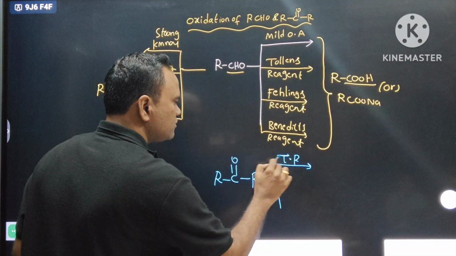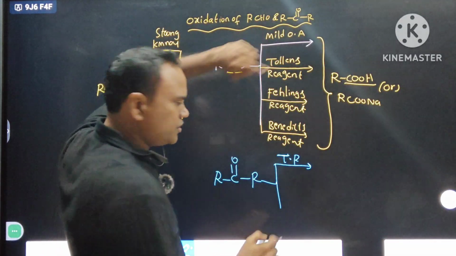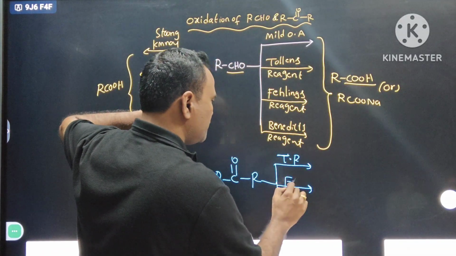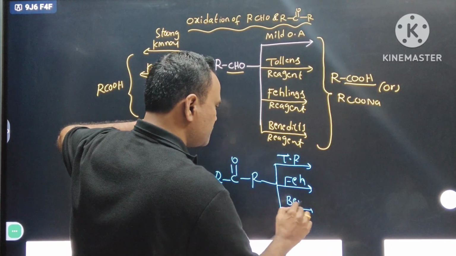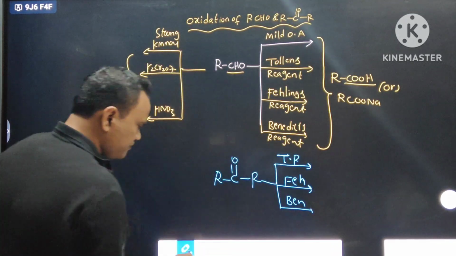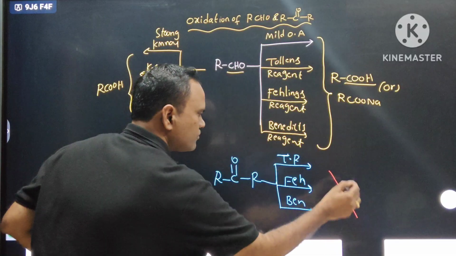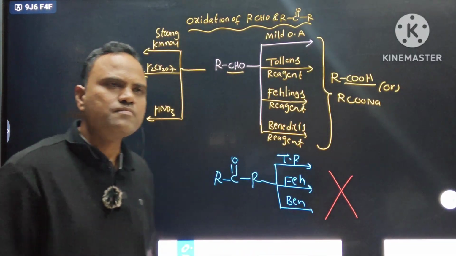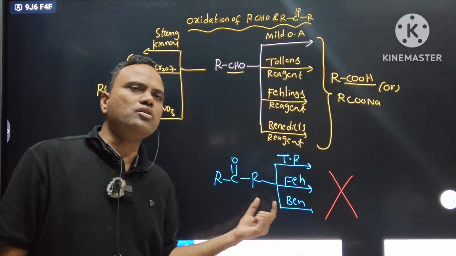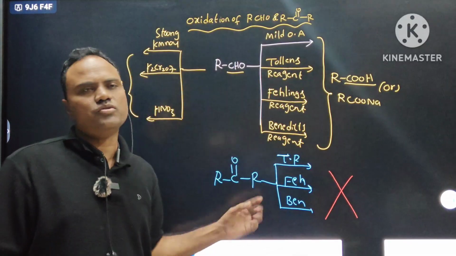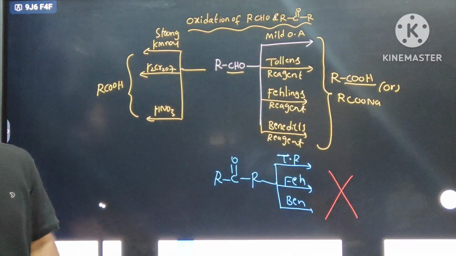TR stands for Tollens reagent, Fehling's and Benedict's. What is the meaning of it? No reaction. Mild oxidizing agents cannot oxidize ketones. Very, very important point.